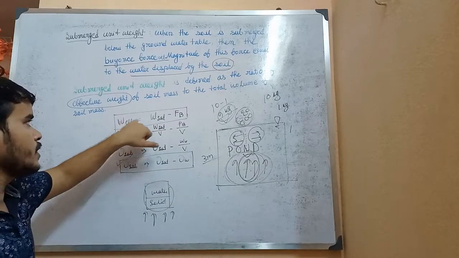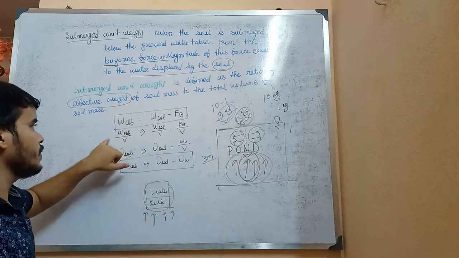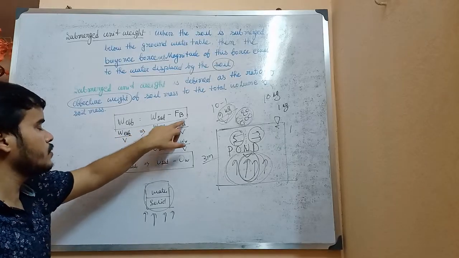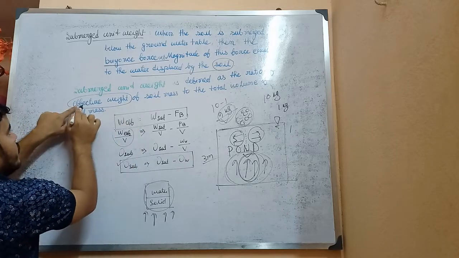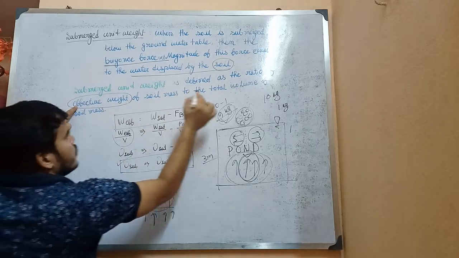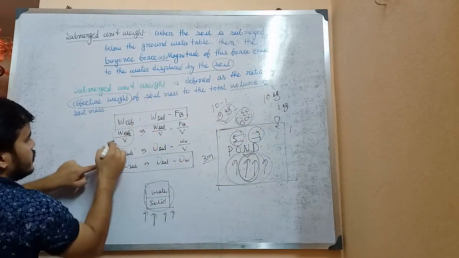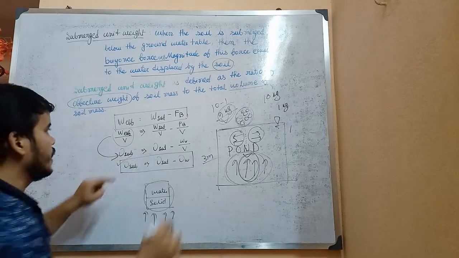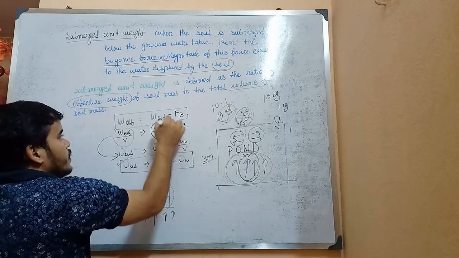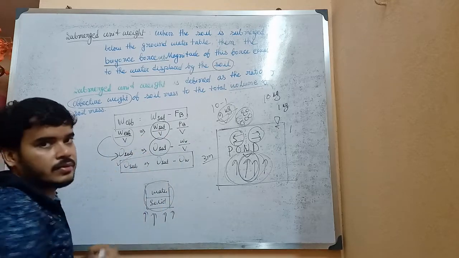So what is the effective weight? Saturated weight minus buoyancy force. Now divide by volume. So now effective weight by volume. Look here, the effective weight of the soil mass divided by the total volume is called submerged unit weight, gamma sub. And saturated weight by volume is called saturated unit weight. We have just learned about that.